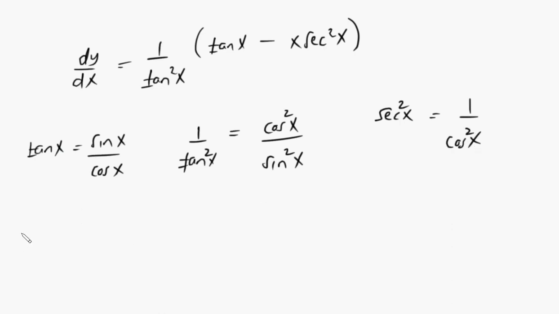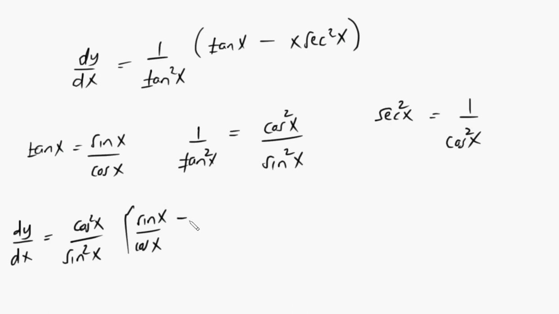Let me do the dy dx now. It equals cos squared x over sin squared x, times sin x cos x, minus x times 1, which is x, over cos squared x.